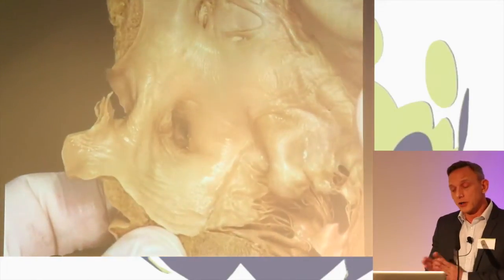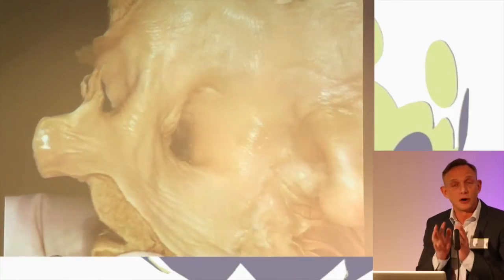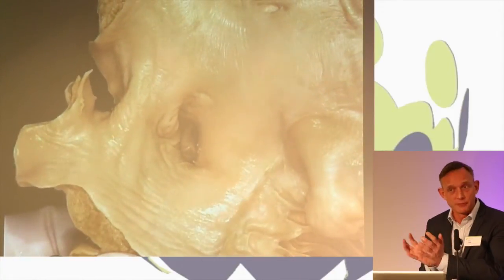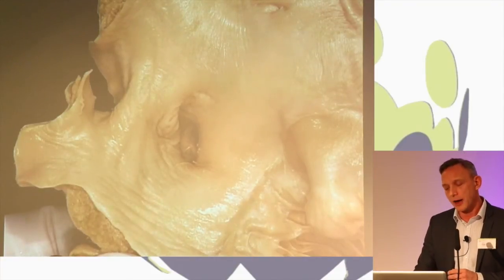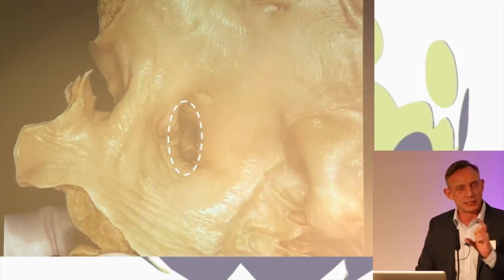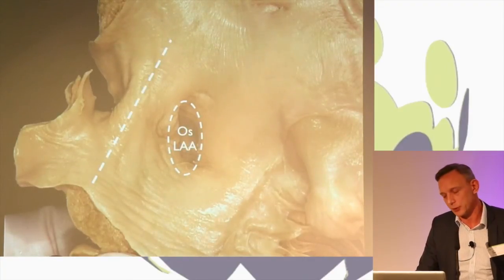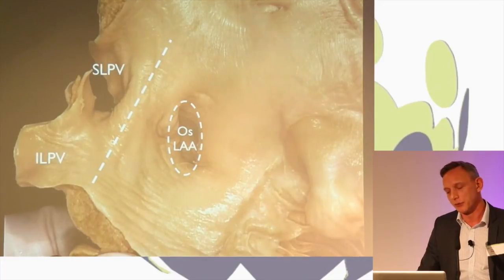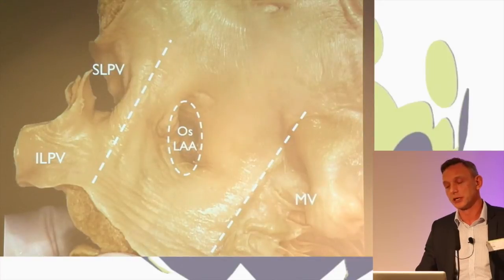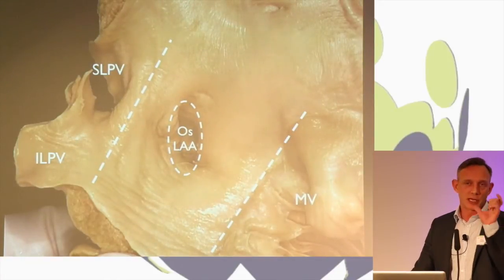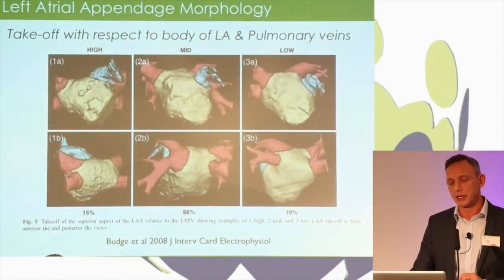Finally then, looking at the os, or the orifice, of the left atrial appendage. So usually the os is oval, but it can vary in its shape from teardrop to circular. It usually lies obliquely with respect to the left pulmonary ridge, the pulmonary veins above, and the annulus of the mitral valve, which you see here. But of course, there can be lots of variations in that in patients with atrial fibrillation.